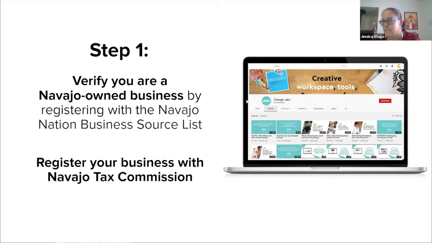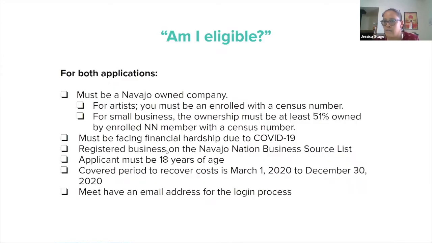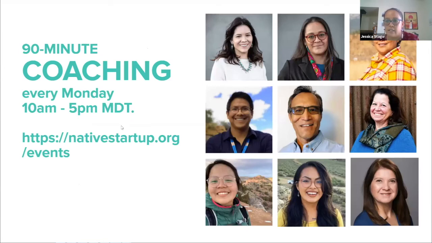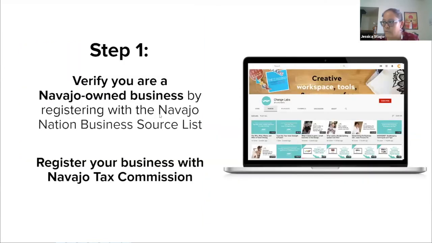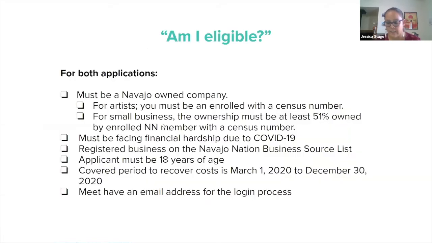So this was what we did yesterday. Step 1 was doing the Form 100 and also making sure that you are registered or you've started the registration for the Navajo Nation business source list. I think Heather's going to put in the chat the YouTube channel if you want to go back and watch the presentation from yesterday. Today we're going to be going over the actual application, and I'm using 2 screens. So if I'm going back and forth and not looking directly at the camera, that's why.